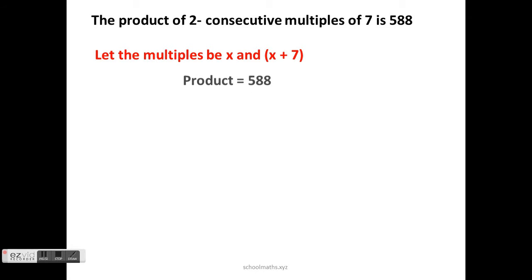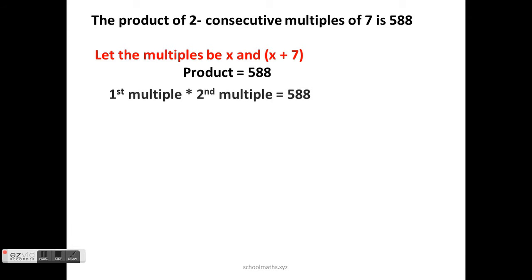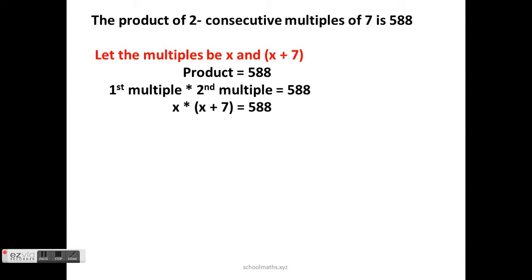Next, the product of two consecutive multiples of 7 is 588. Two consecutive multiples of 7, so let the multiples be x and x plus 7. Now the product is 588. First multiple into second multiple equal to 588. That is x into x plus 7 equal to 588.